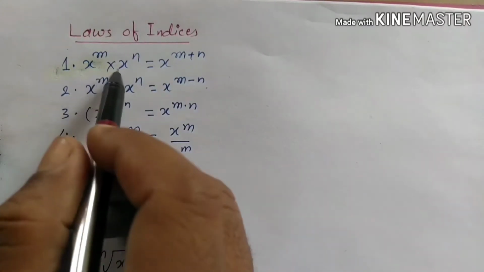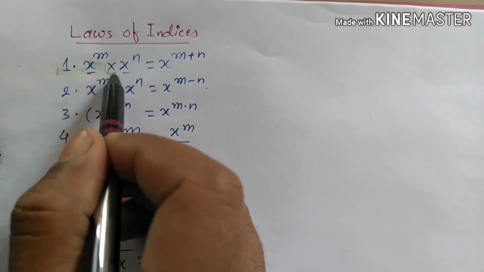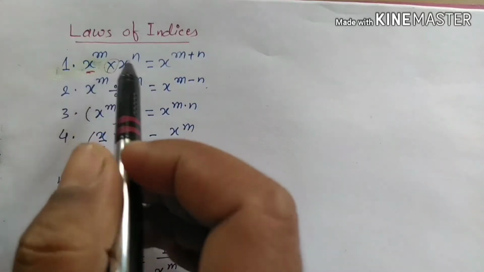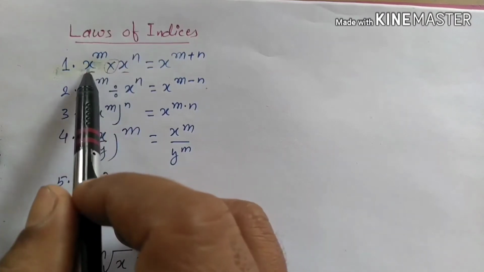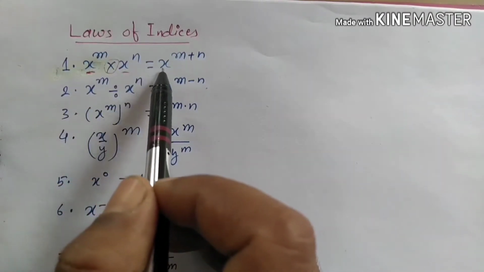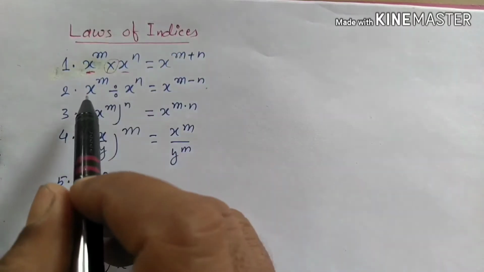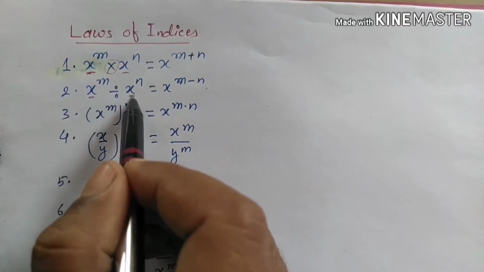Here, in between this x and this x, there is a multiplication sign. If there is a multiplication sign, then you can add the powers, m plus n. This x and this x are said to be the base, and m and n are the powers, which can be added.